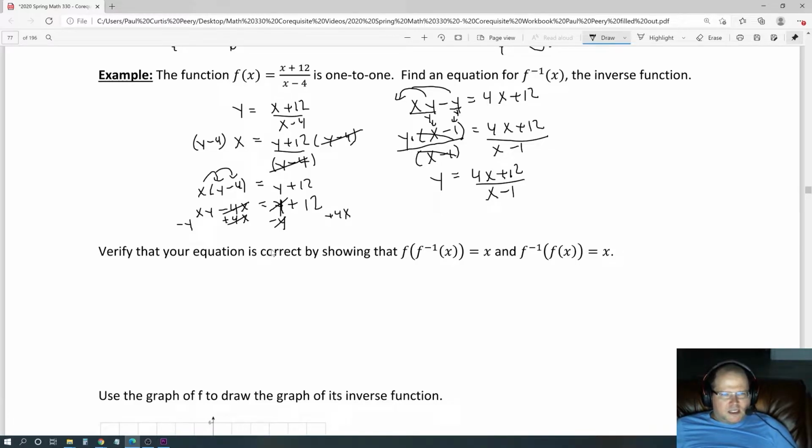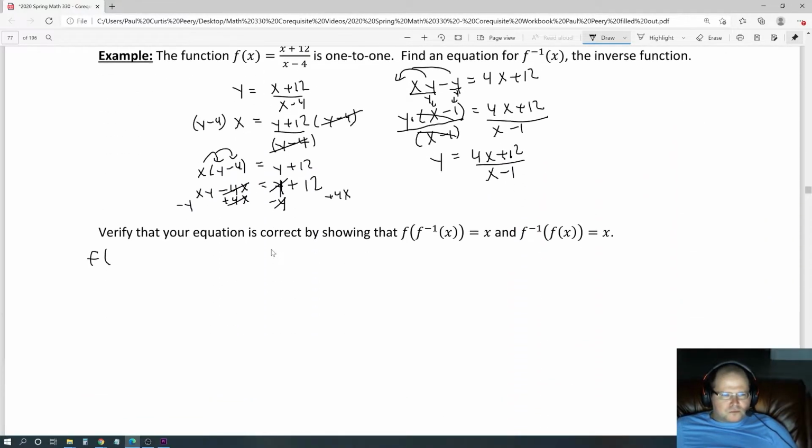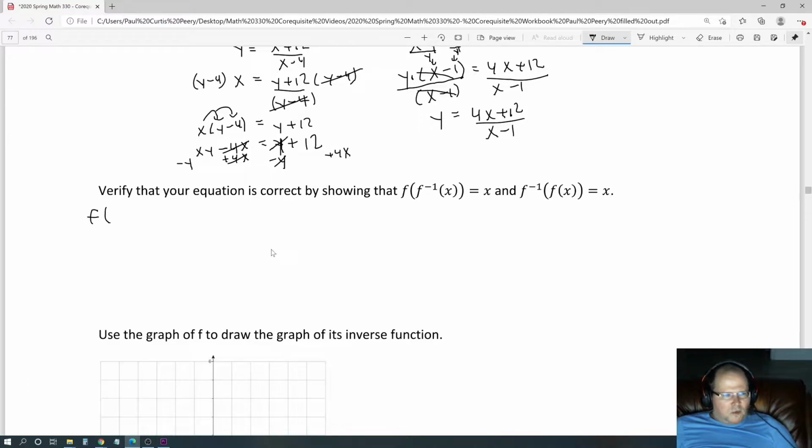So the original one was f of x, but now instead of x, I'm going to plug in the inverse, which is, oh, I should put it back in function notation. I haven't been doing that, but technically the last step would be to put it back in function notation. So just replace the y with the f of x and rewrite it like this. Okay, so we would write the inverse function in here. So we would write f inverse of x equals 4x plus 12 over x minus 1.